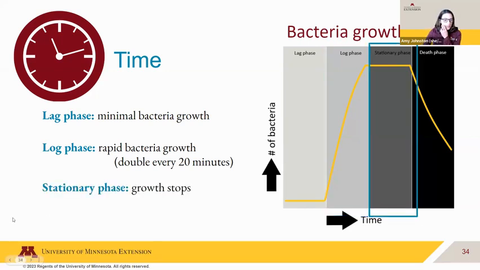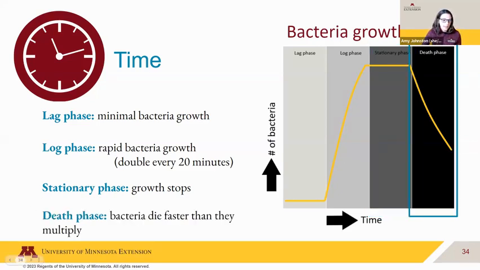The next phase is the stationary phase, and this is when bacteria growth stops or it stabilizes due to the bacteria using up all of the resources they need to grow, or because their growth changed the environment, so it's no longer their ideal environment. They're not dying, they're still present.